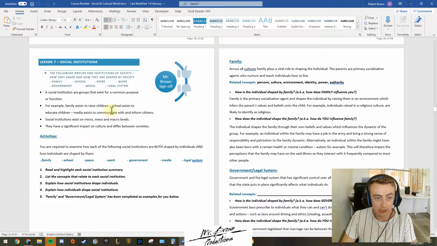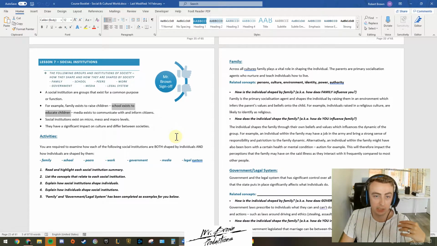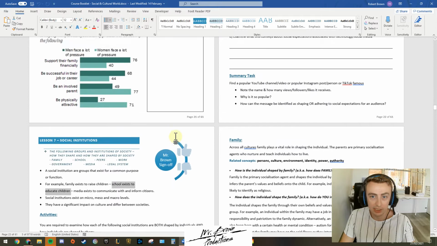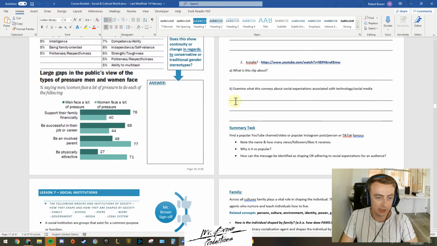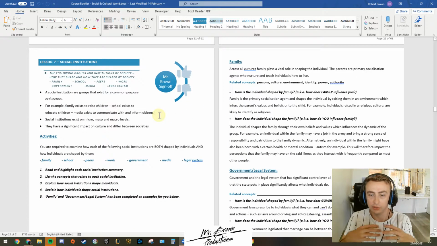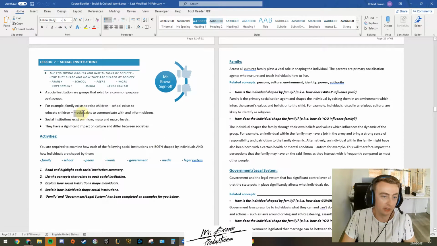So for example, school's role is to educate you guys, but my role as a teacher is to provide that education directly to you. Your social role within the institution or school is to learn so that you can become a functioning member of society. It's linked to social expectations, which we looked at last week, but the idea that these institutions are the places or society itself where you become informed about that. So for example, family exists to raise children.